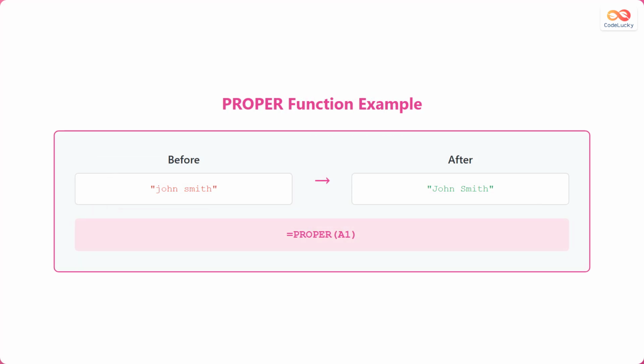Let's explore the proper function with an example. Before, the text reads, john smith, all in lowercase. After applying the proper function, the text reads, John Smith, with the first letter of each word capitalized. The formula we're using is equals proper, open parenthesis, A1 close parenthesis.